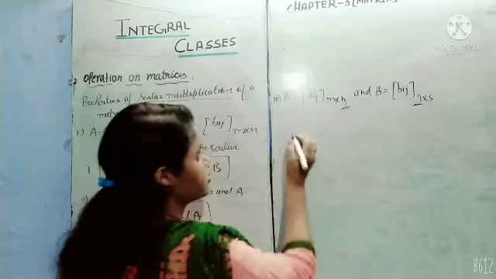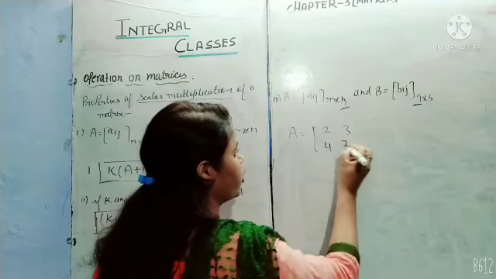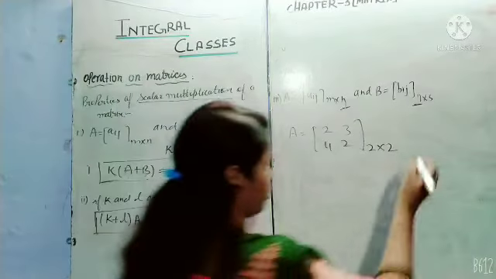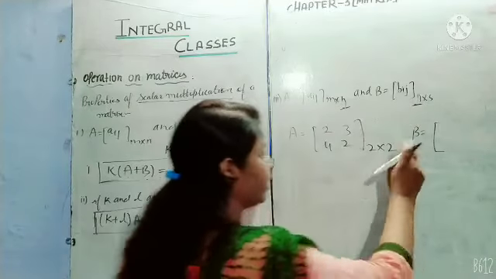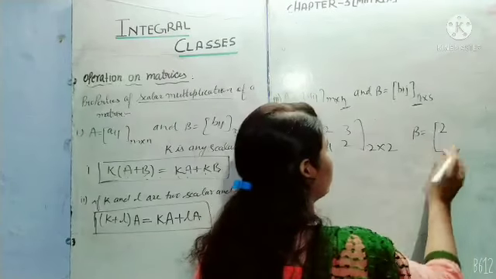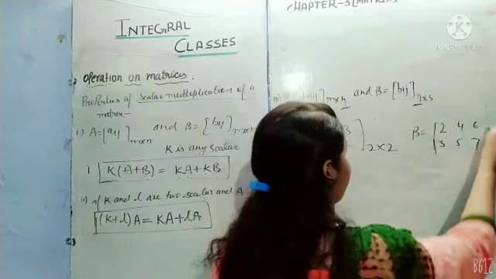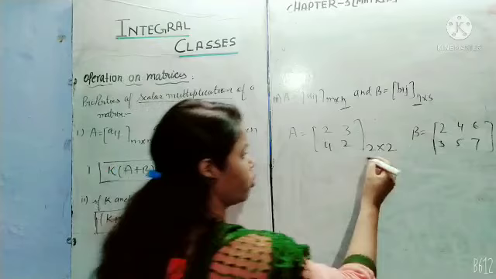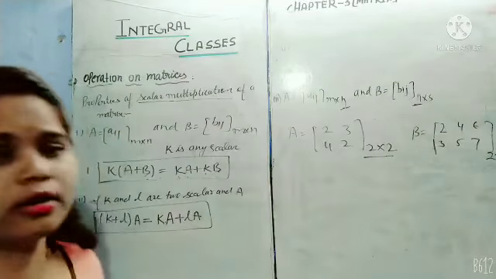Let me explain. Suppose A equals 2, 3, 4, 2, and it is a 2 cross 2 matrix. Now we will consider B, which has 2 rows: 2, 4, 6 and 3, 5, 7. So now student, A is a 2 cross 2 matrix, and B is a 2 cross 3 matrix here.